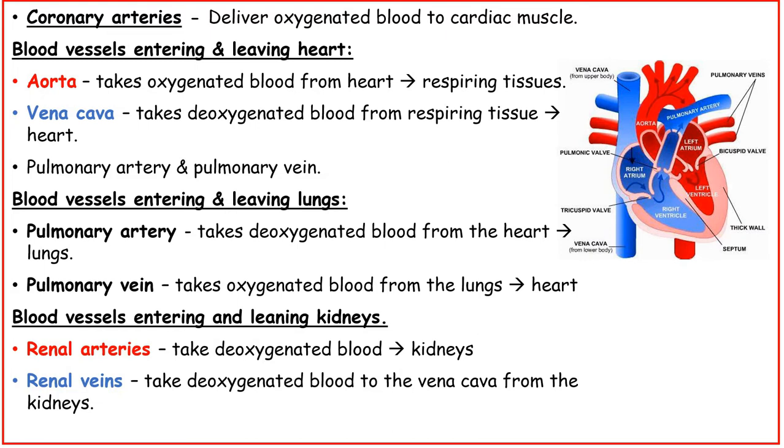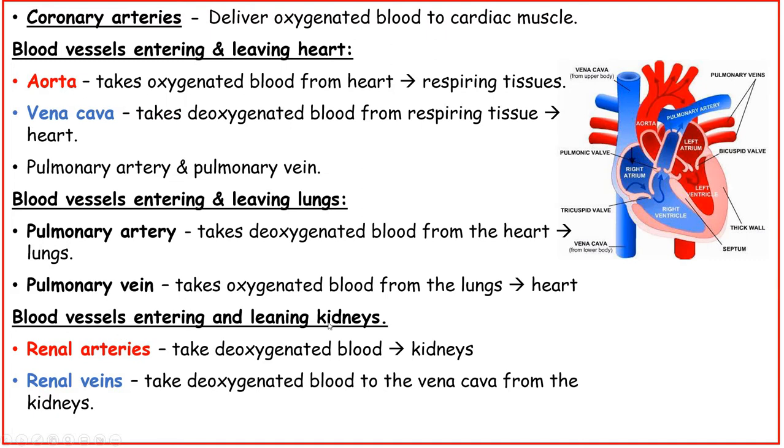Blood vessels entering and leaving the heart. So the aorta takes oxygenated blood from the heart to the respiring tissue. The vena cava takes deoxygenated blood from the respiring tissue to the heart. And there is also the pulmonary artery and pulmonary vein. Blood vessels entering and leaving the lungs. The pulmonary artery takes deoxygenated blood from the heart to the lungs. The pulmonary vein takes oxygenated blood from the lungs to the heart.